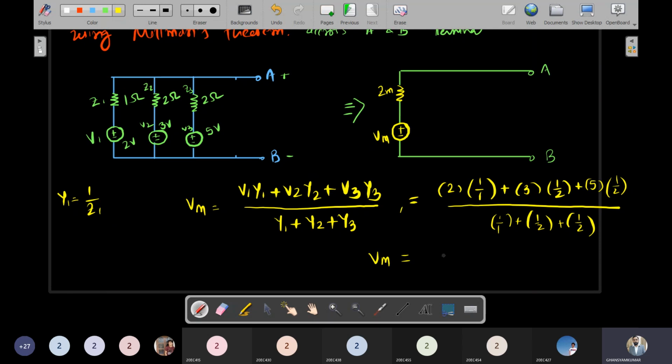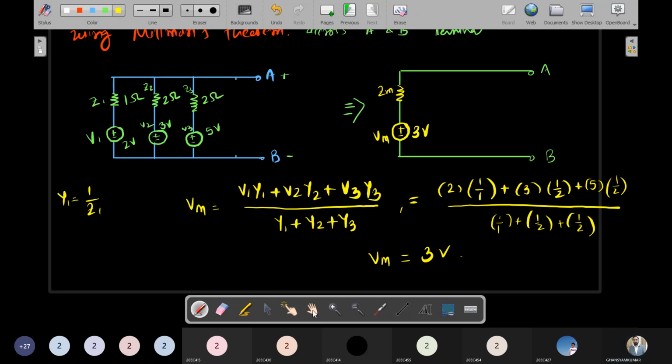What are you going to get? Just simplify this one and give me the answer. 3 volt. Okay. When you simplify that, you are going to get this 3 volt.